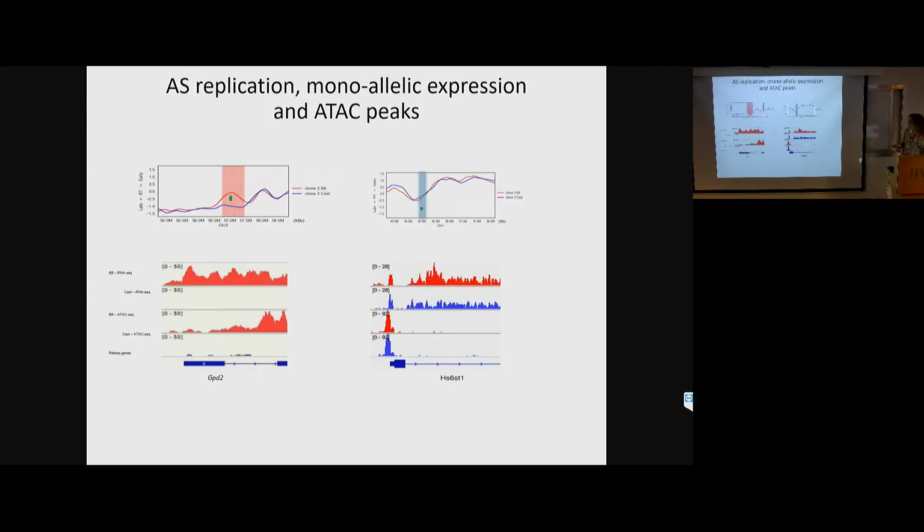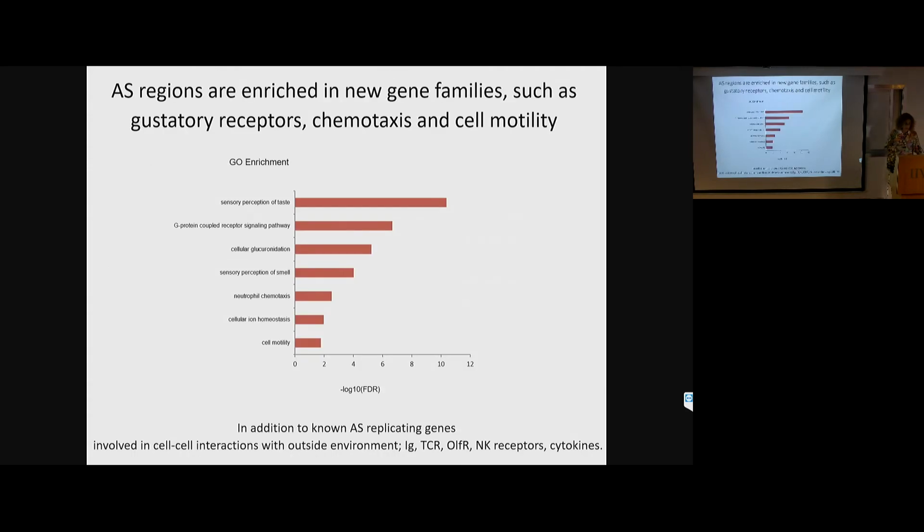So this is just one example. This is the replication. So B6 replicates prior to the Castaneus. Transcription is coming from the B6 allele. No transcription is coming from the Castaneus allele. And then ATAC peaks are coming from the B6 and not from the Castaneus, and vice versa for the Castaneus early. So what's special about these regions?